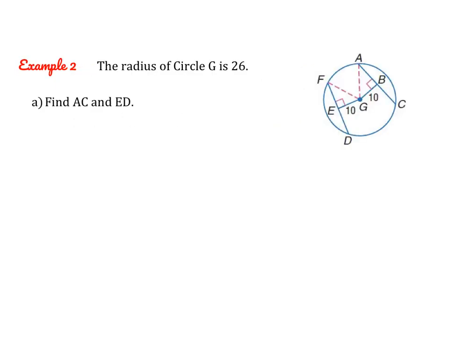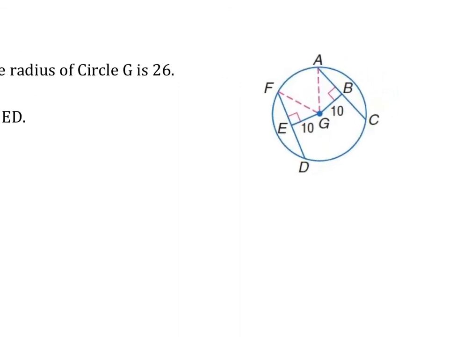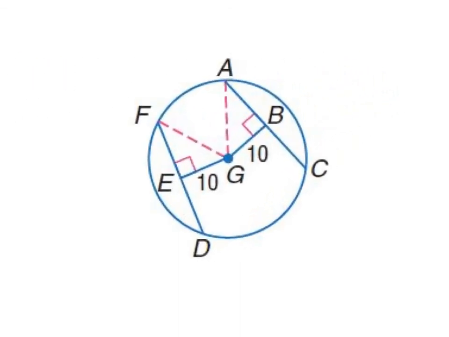Okay, let's try one last example together. So here we are told that the radius of circle G is 26, and they want us to find two things. They want us to find AC and then ED. So I'm going to zoom in here. Once again, the radius is 26. So that means that this distance is 26 and this distance is 26.